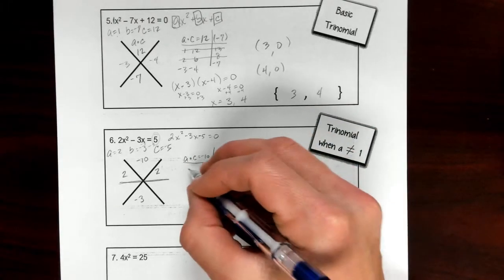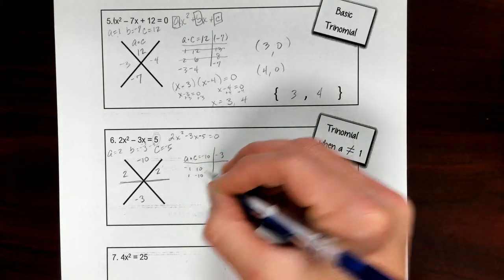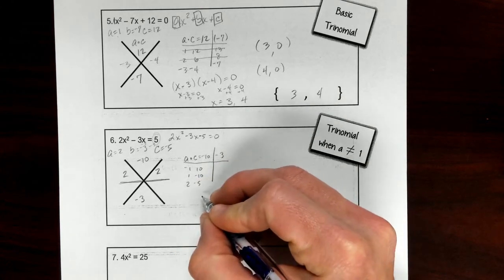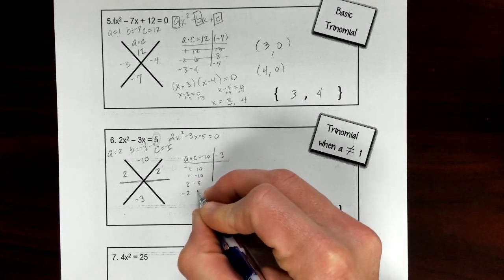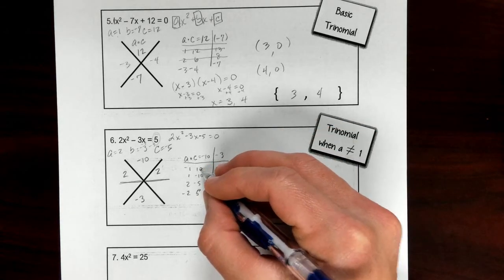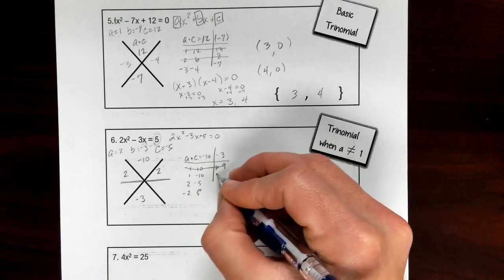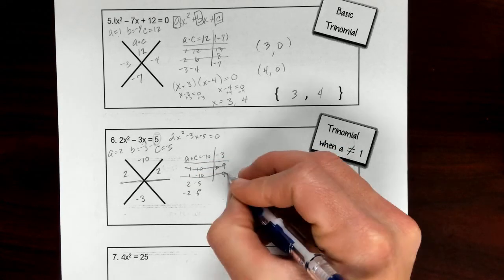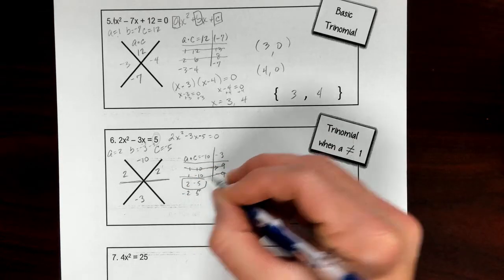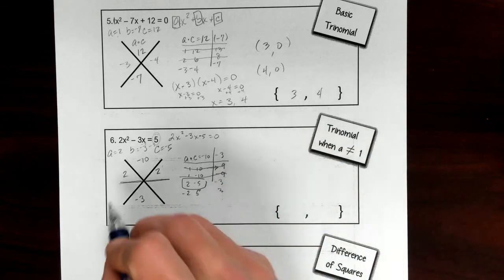So some factors of negative 10 are 1 and 10, 1 and negative 10, 2 and negative 5, negative 2 and positive 5. That's it. So this gives me a positive 9. That's not what I want. This gives me a negative 9. That's not what I want. This gives me a negative 3. Ding, ding, ding. And this gives me a positive 3. So again, my factors are 2 and negative 5.